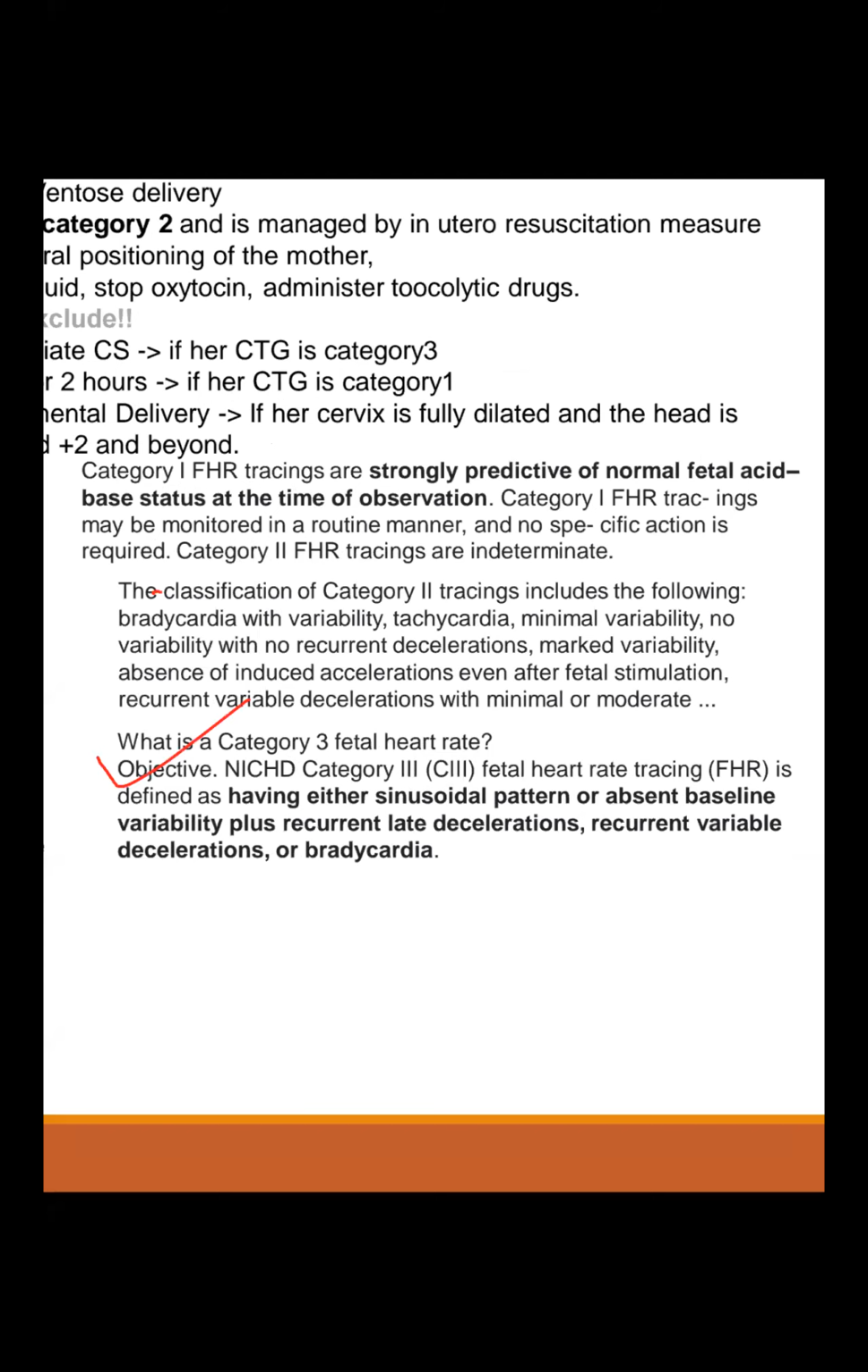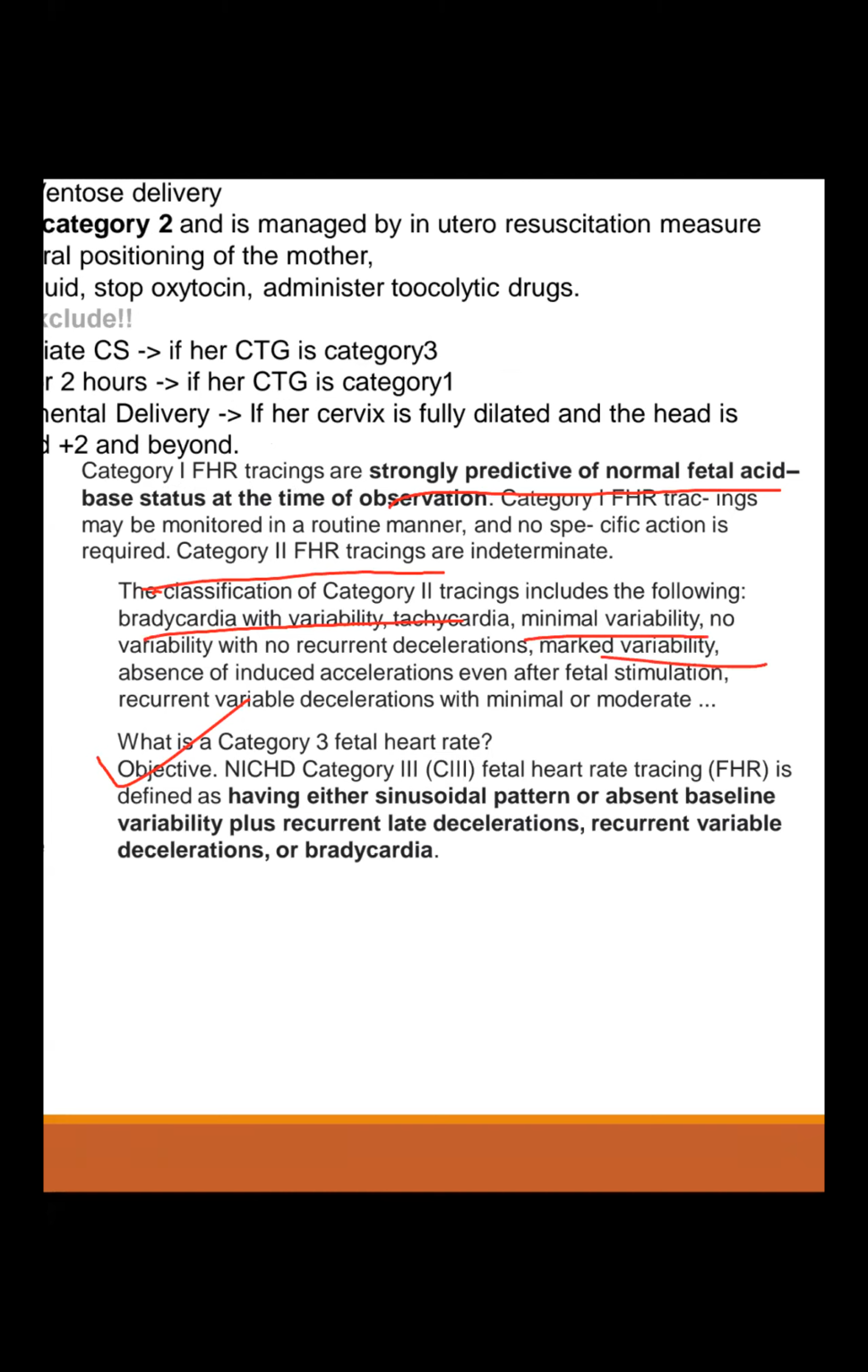CTG category 1 means normal, strongly indicative of a normal fetal heart rate. Okay, so there's nothing to be worried about. But CTG category 2 means bradycardia, variability, tachycardia. Minimal variability, these are CTG category 2.